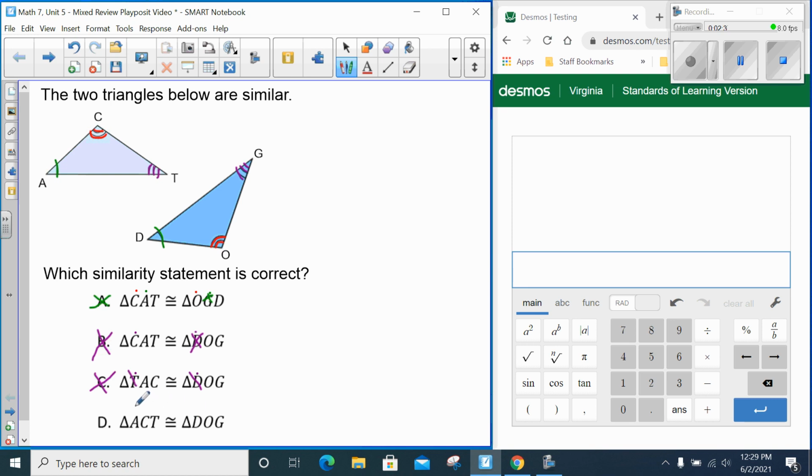Our last choice says triangle ACT is similar to triangle DOG. So that means angle A and angle D should be a match. Well, angle A has one tick mark and angle D has one tick mark. Next, that means angle C and angle O should be a match. Well, angle C has two lines going through it, and angle O also has two lines going through it, so those are a match. So last, angle T and angle G should be congruent or a match. Angle T has three lines through it, and angle G has three lines through it, so that means that they are congruent, which means they are a match. So the correct similarity statement here is going to be choice D.